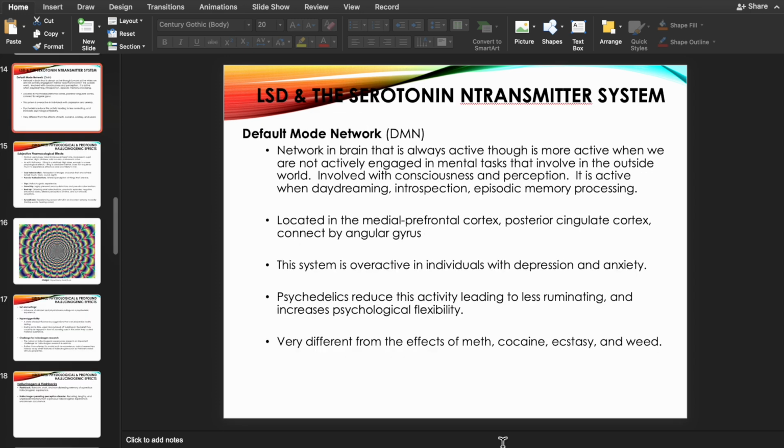The default mode network are areas of our brain that are responsible for conscious activities like daydreaming, introspection, episodic memory processing and ruminating. The DMN is always active, but when we're engaged in a mental task, this network is on standby mode. When we stop engaging in that task, we default back to the DMN. So when you're enthralled in reading a book, working on a hobby, playing a game, or having a thoughtful conversation with someone, the default network is on standby. So when you are enthralled in that task, you are not likely to daydream.